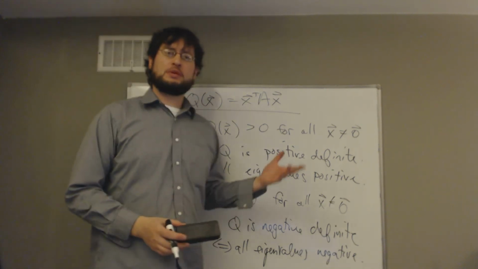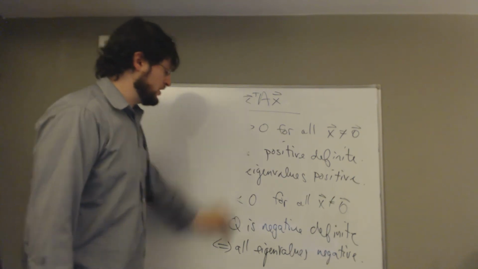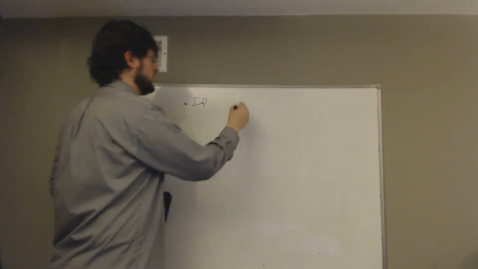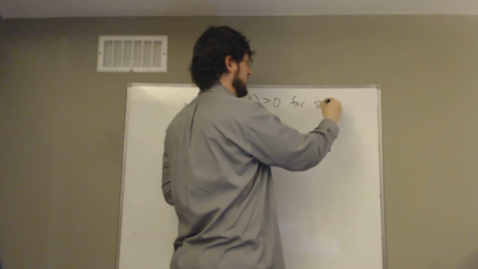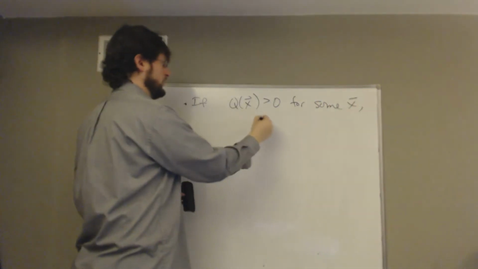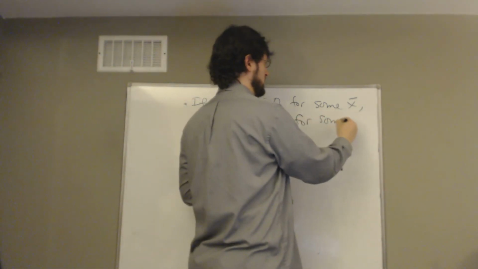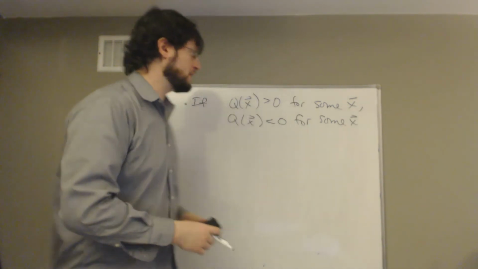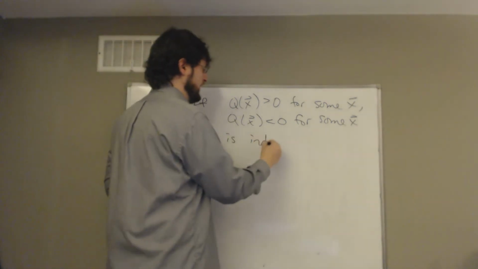Finally, it is possible that we have some positive eigenvalues and some negative eigenvalues, and in that situation, we say that the quadratic form is indefinite. So if q at x is bigger than 0 for some x, and q at x is less than 0 for some x, that is, the graph goes above the xy plane sometimes, but below the xy plane sometimes, then we say that q is indefinite.